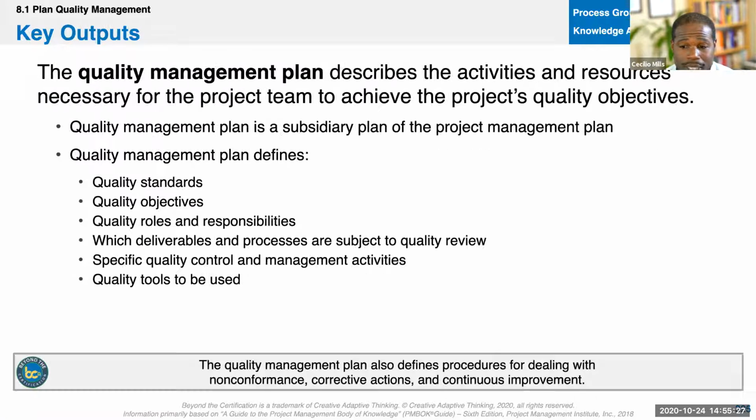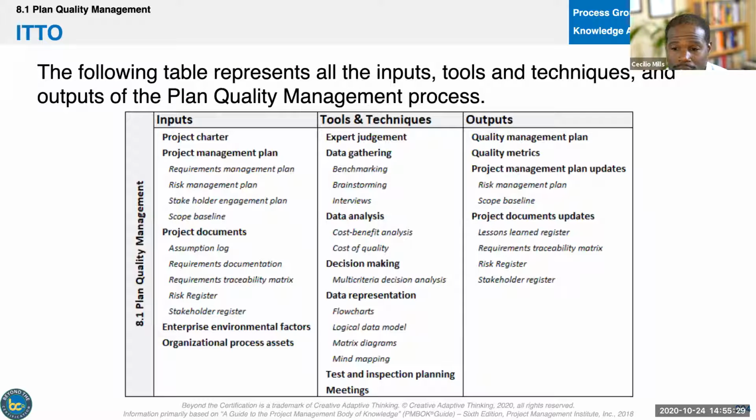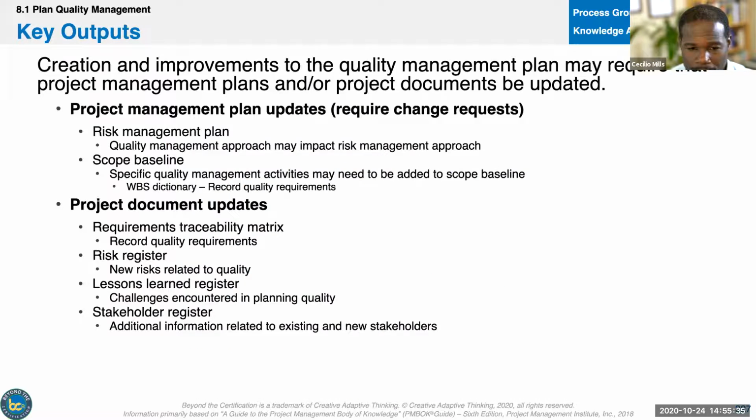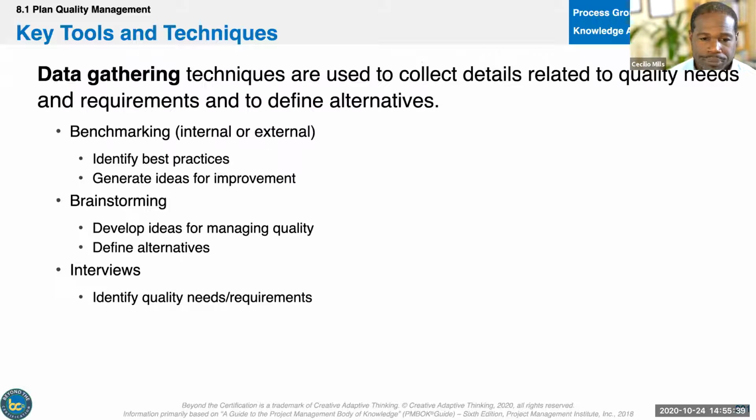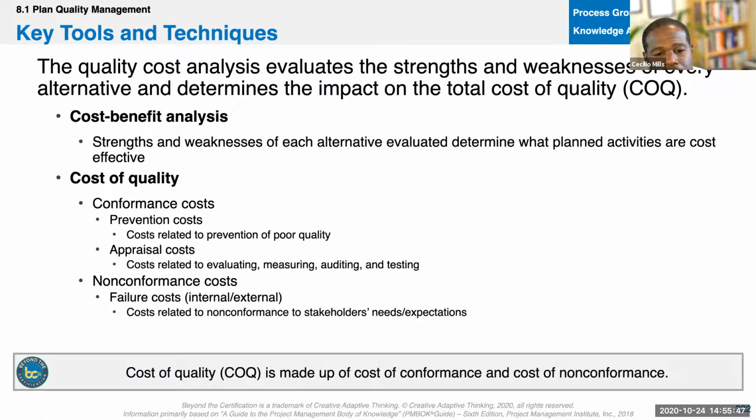All right, let's go back here. Did they take this out for version 6? Yes, they did, because it's just going to be quality metrics now, excuse me. So you don't have to memorize those two things anymore. Okay, so data gathering, I talked about that. Just benchmarking and brainstorming, interviews, different things, a way to capture that information. The cost benefit analysis, look at the strengths and weaknesses, kind of do a SWOT analysis and see what we should and shouldn't do.